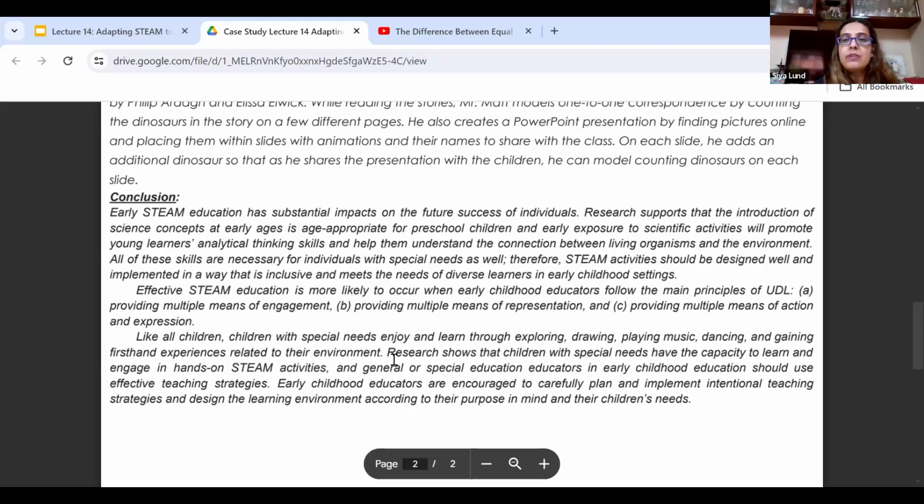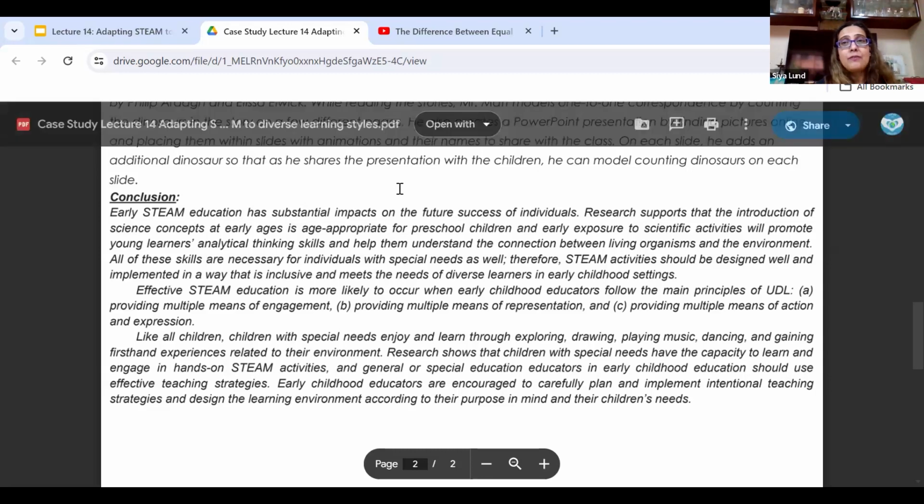And research shows that children with special needs have the capacity to learn and engage in hands-on STEAM activities. And general or special education educators in early childhood education should use effective teaching strategies. Early childhood educators are encouraged to carefully plan and implement intentional teaching strategies and design the learning environment according to their purpose in mind and their children's needs. So children's needs are first most important.